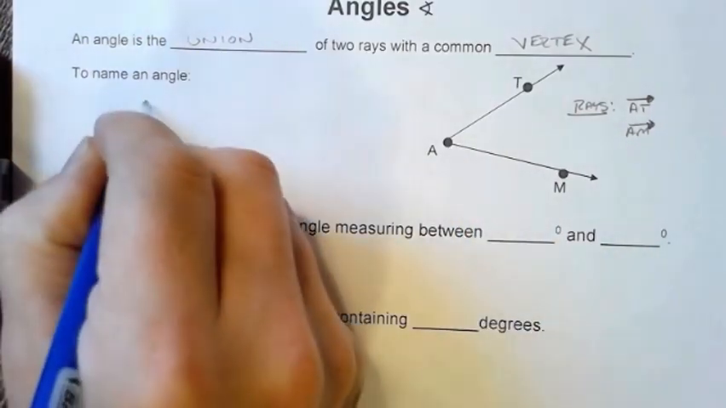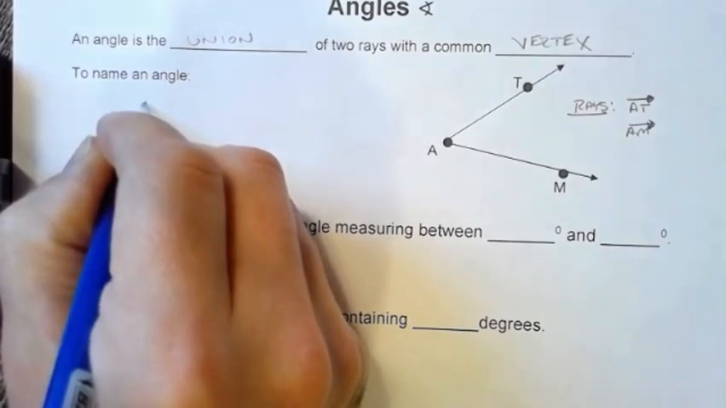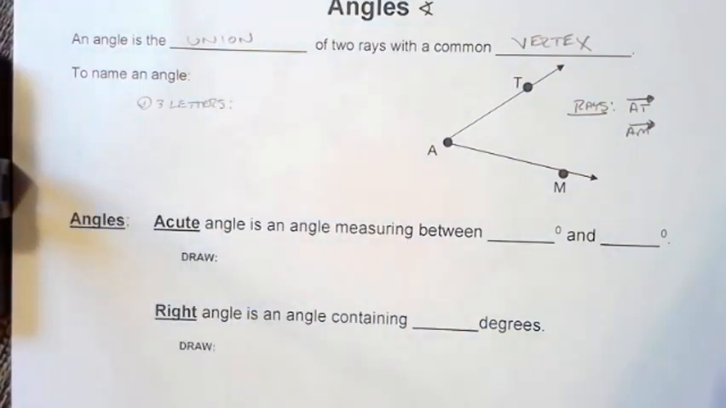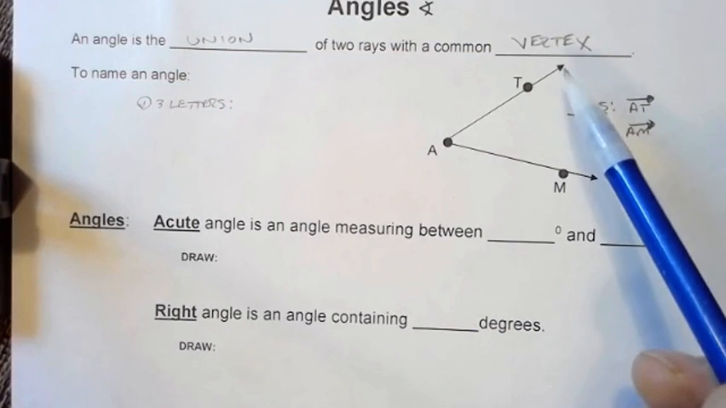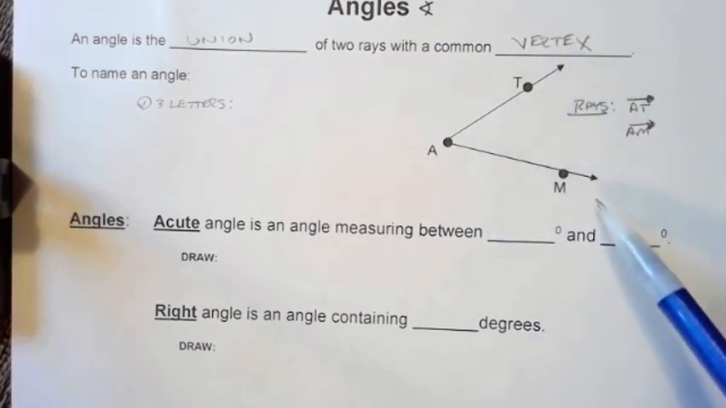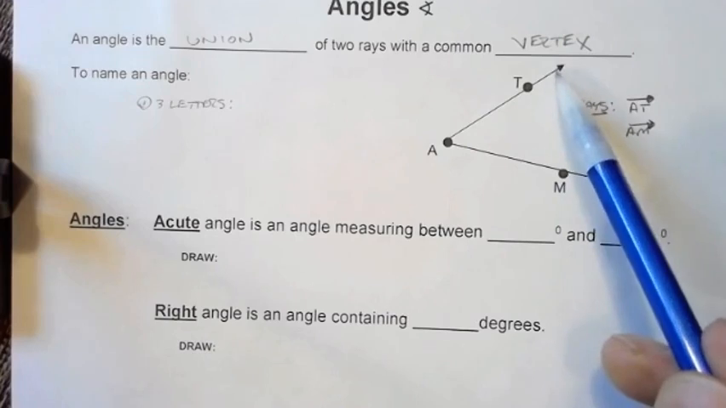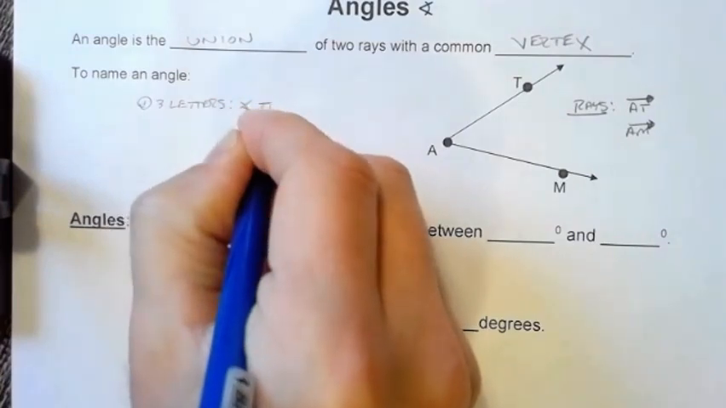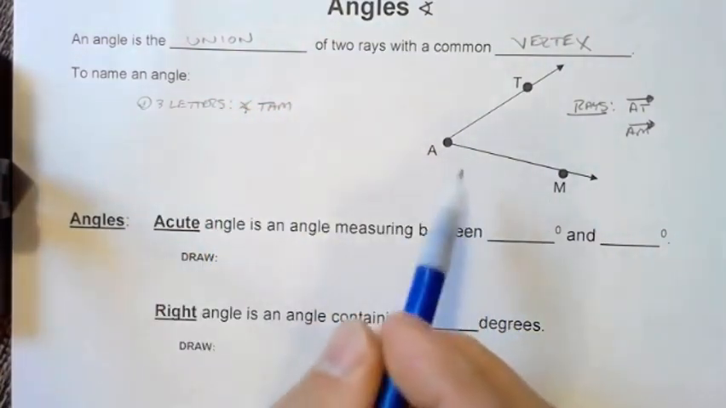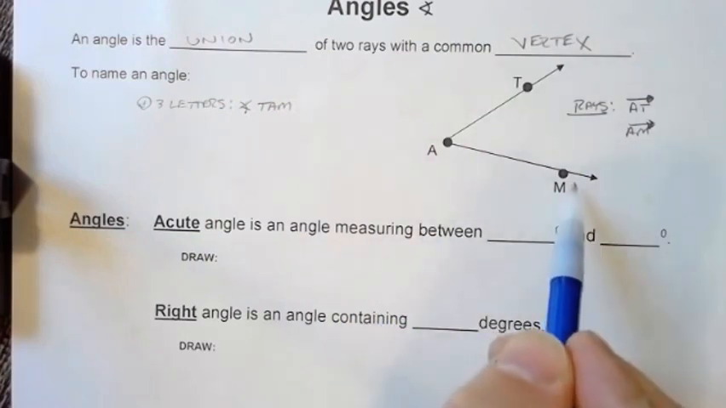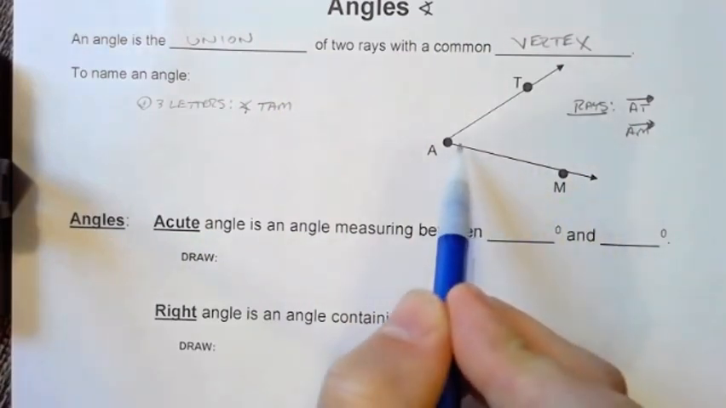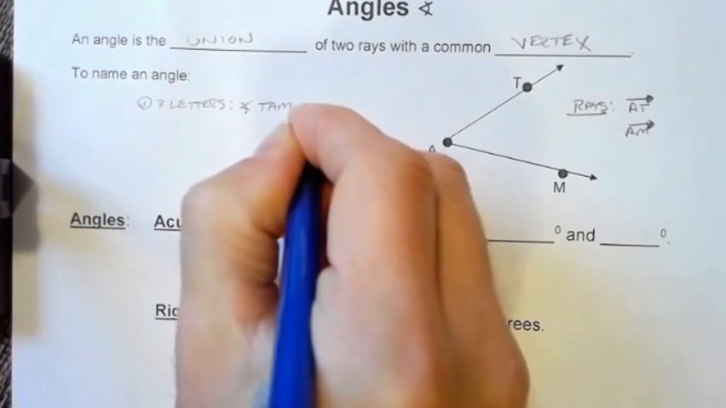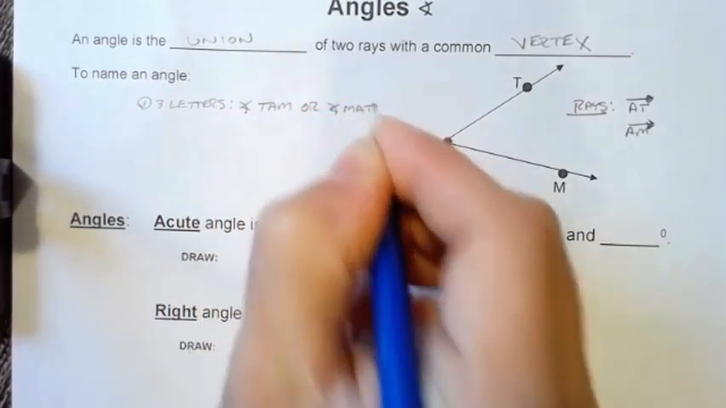To name an angle, one way you can name it is by three letters. If you name it by three letters, you go out as far as you can on one of the rays into the vertex point and then out as far as you can on the other ray. So for example, we write the angle symbol TAM. That is angle TAM. Or we could have started out on this ray, gone to point A, the vertex, and then out on the other ray, so angle MAT. Either one of those is an acceptable name for this angle.